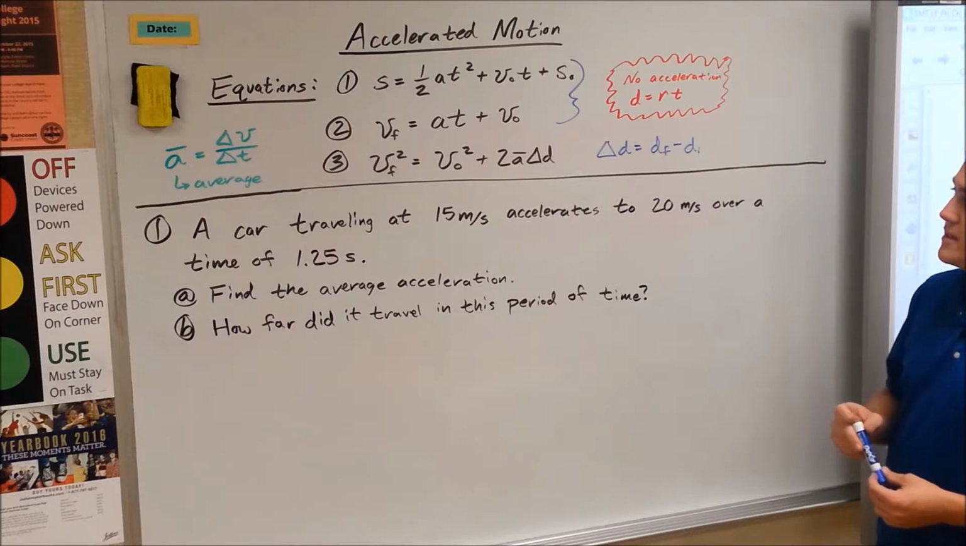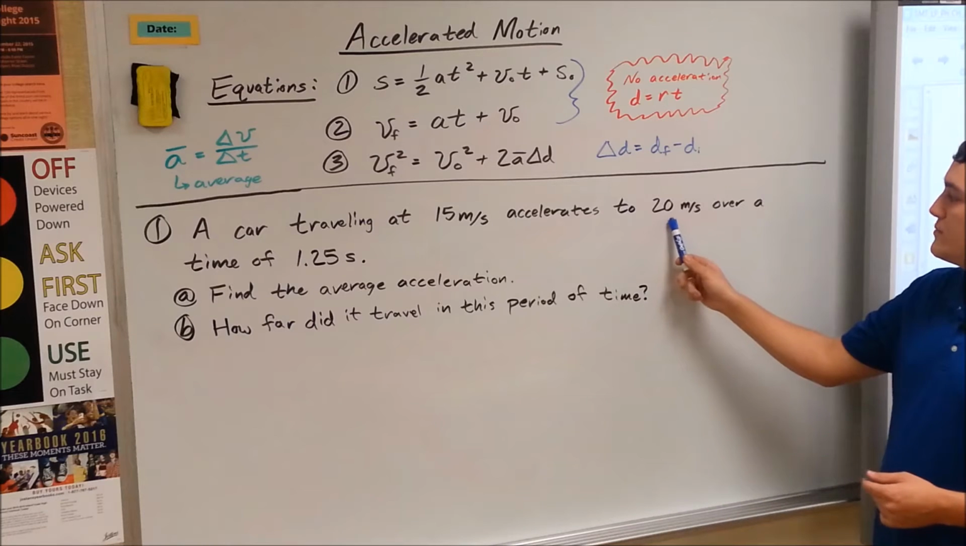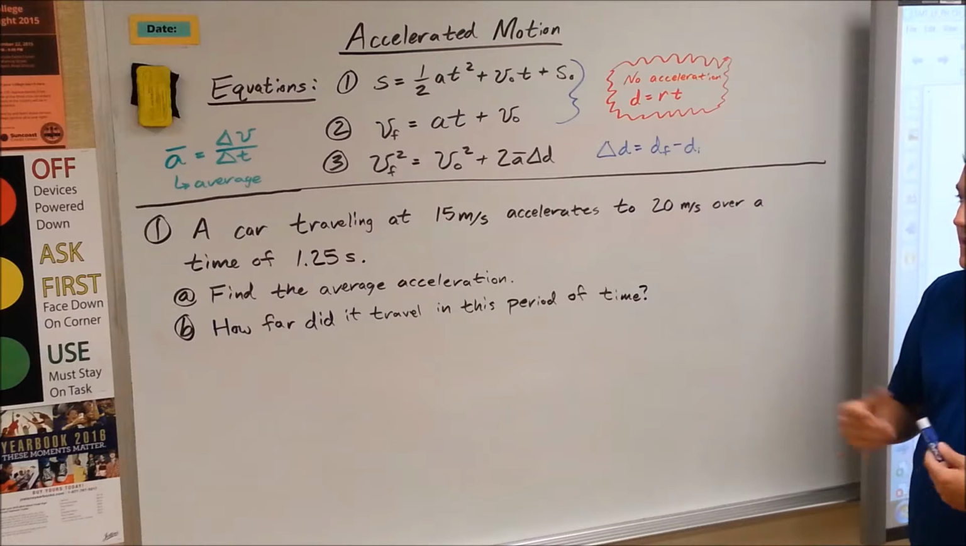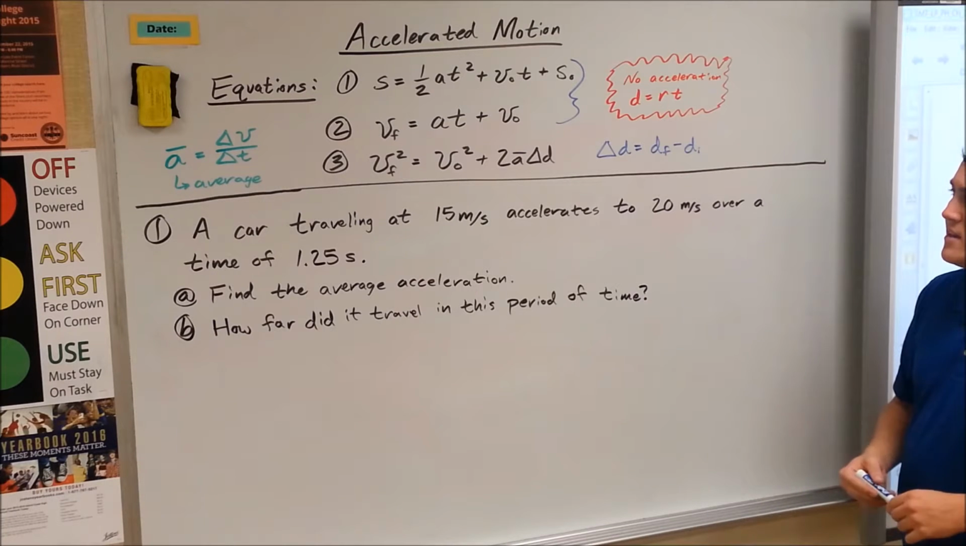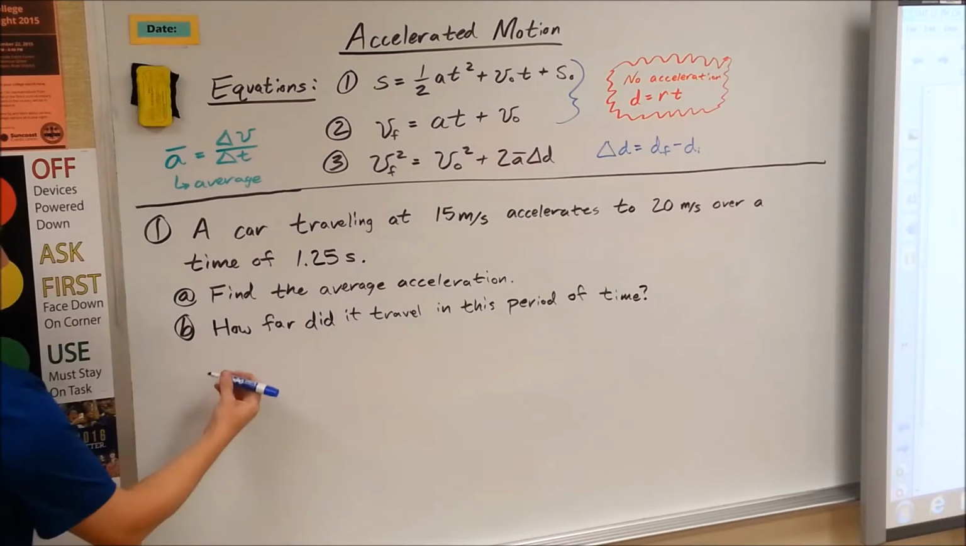Okay, so we have a first example. A car traveling at 15 meters per second accelerates to 20 meters per second over a time of 1.25 seconds. Find the average acceleration. That's a pretty easy equation because acceleration is just velocity over time.